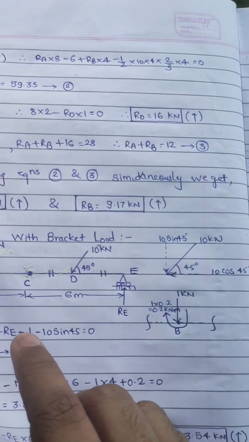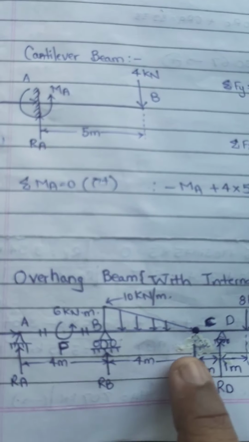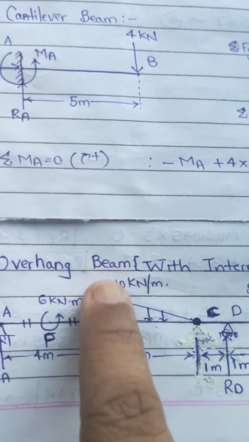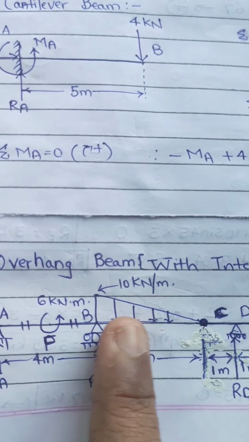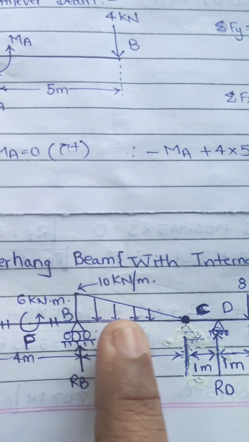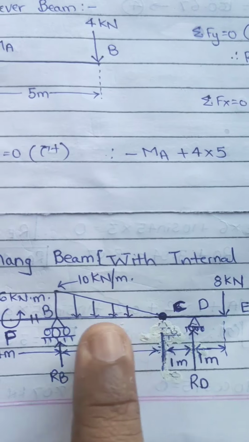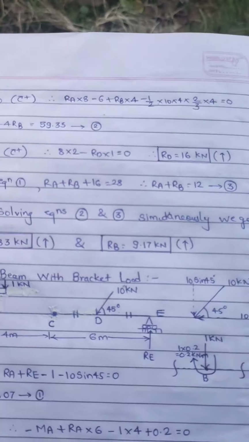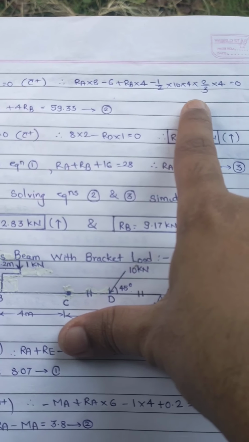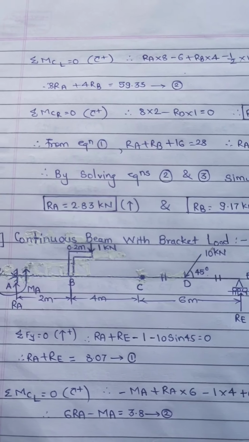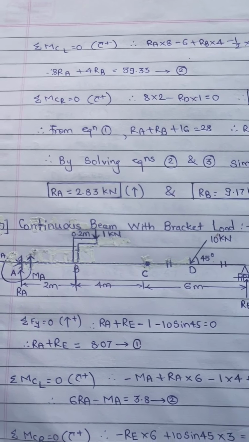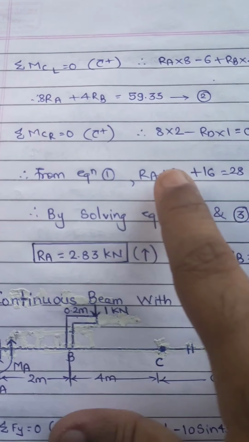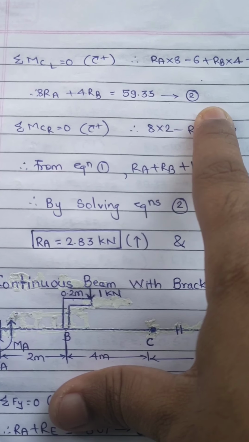Then the UVL: half into base into height, so half into 4 into 10, and its centroid is exactly 1/3 from the right angle end and 2/3 from the other end. So this is my other end, so 2/3 of 4. Same way I have written here: half into 10 into 4 into 2/3 of 4 equal to 0. When I do that, what I get is this equation, 8RA plus 4RB equal to 59.33, equation number 2.